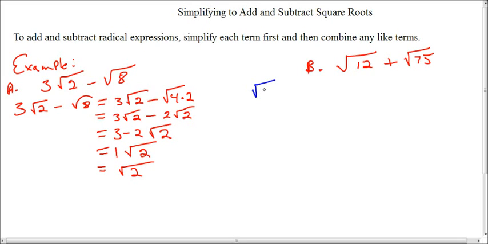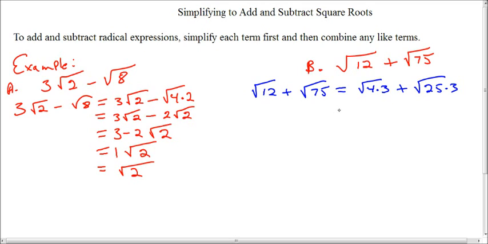So here I have the square root of 12 plus the square root of 75. Now as I look at that, I look at my 12, and inside I see factors of 4 times 3. So I can say the square root of 4 times 3, and here I know 4 is a perfect square. That's what I'm looking for. Plus, now, what are factors of 75 that we can get a perfect square? 25 and 3. So here we're looking at plus the square root of 25 times 3.